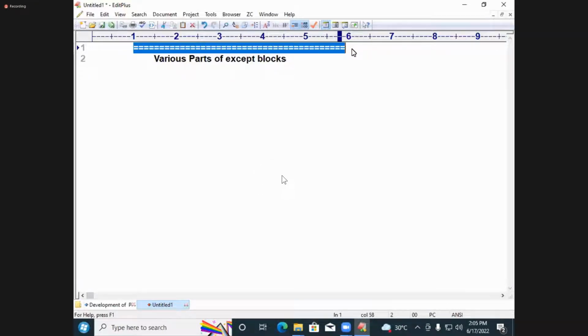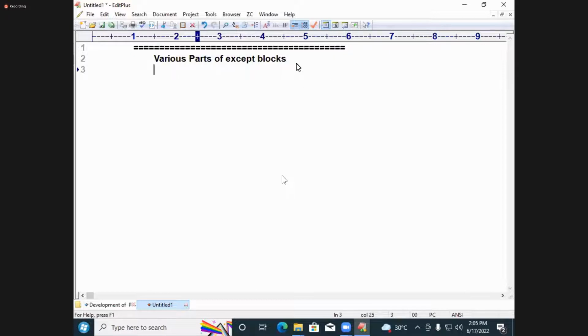Let us take one more example. After that, I will go for various forms of except blocks. Instead of writing various parts, I'll write various forms. I'm going to write various forms of except blocks, which I'm going to discuss. Very important, students. This is my today's topic, and let me discuss one more example.